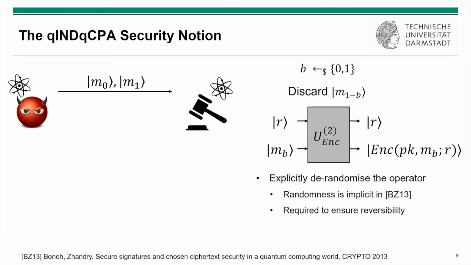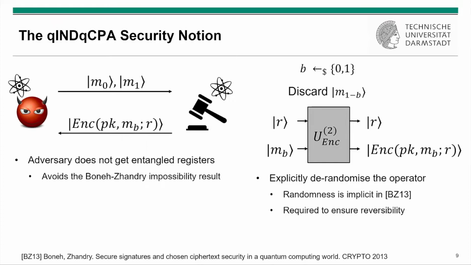And then for the second register, what happens is that the message MB will be transformed into the encryption of the message MB using this particular randomness. So, this randomness was something that was implicit in the security notion you've seen before by Boneh and Zhandry, but actually it's required in order to ensure the reversibility of the operator. Now then, after evaluating the type 2 operator, the challenger will send back the ciphertext register to the adversary. Now the difference here is that the adversary now does not get the entangled registers, as was the case for the Boneh-Zhandry notion. Thus we can avoid the impossibility result they propose.